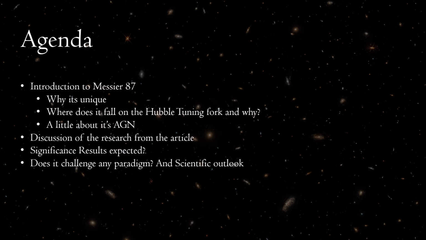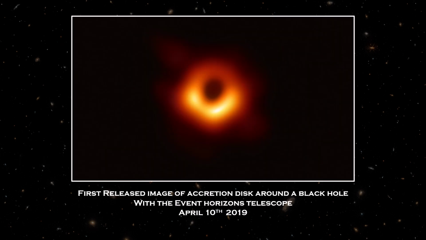For the agenda, I'm going to introduce Messier 87, the elliptical galaxy, why it's unique, where it falls on the Hubble tuning fork, and a little bit about its active galactic nuclei. We're going to discuss the research from the article. We'll discuss the results, and whether it challenges any of our current understanding of past research, and what this means for the future of scientific research.